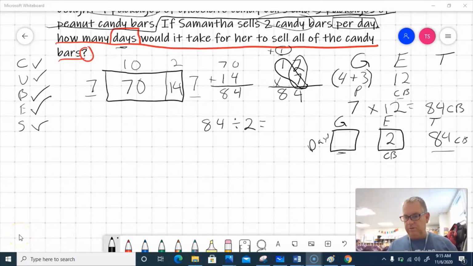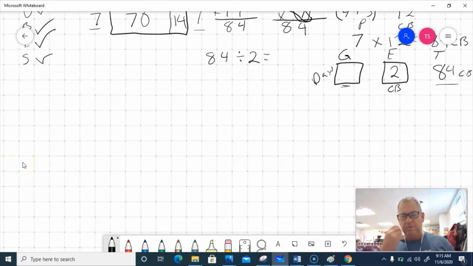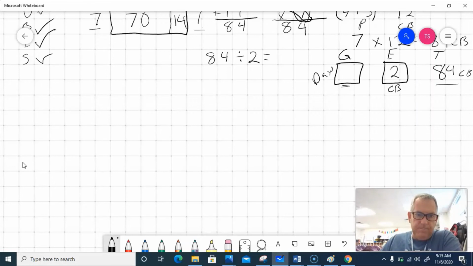So we're going to scoot down just a little bit to give us a little bit more room to work, because we're doing 84 divided by 2, and we said we're going to use a partial quotient method to solve it. So that would be 84. And we're going to figure out how many groups of 2 there are.